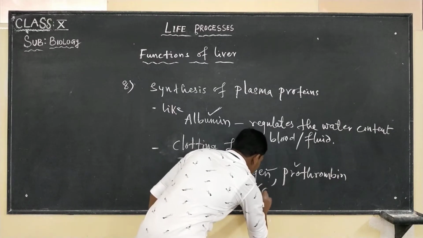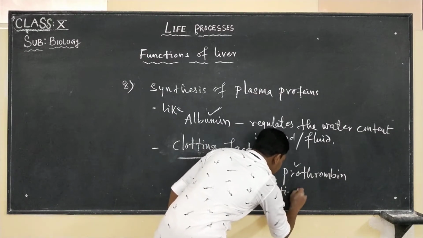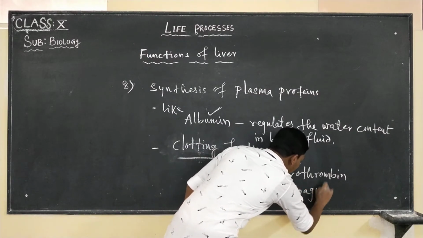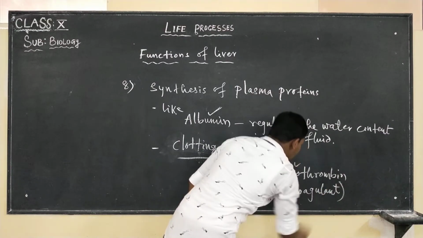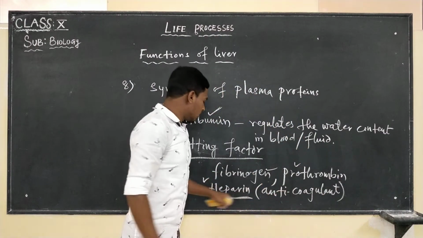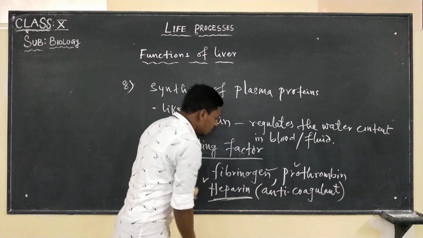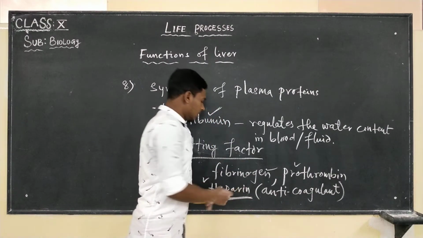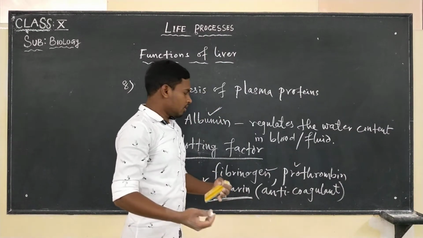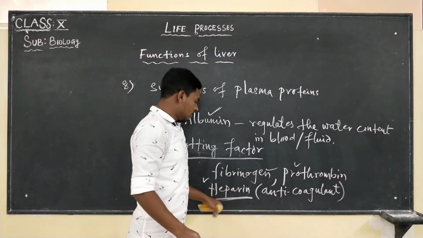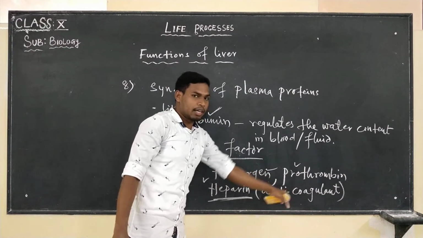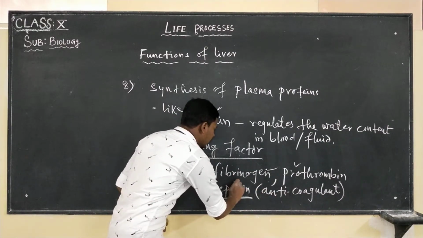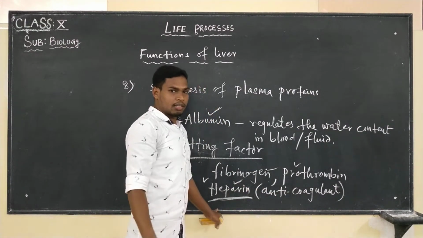We call it anticoagulant. Whenever there is no need of blood clotting, this protein is going to gather and it helps to reduce the risk of blood clotting. So this is anticoagulant, which is the heparin. Okay, heparin is known as anticoagulant.